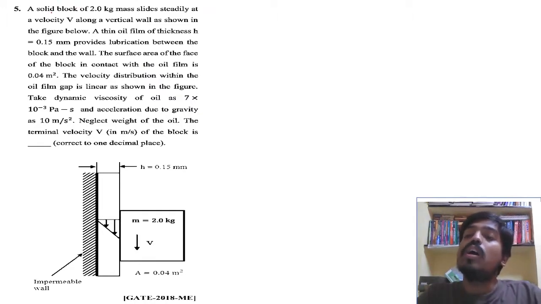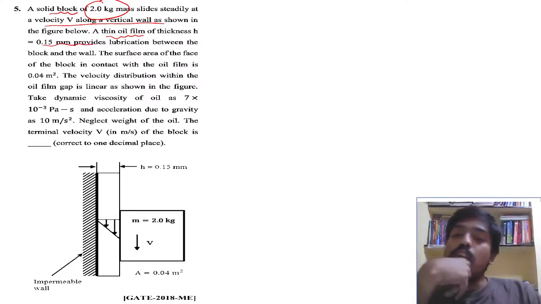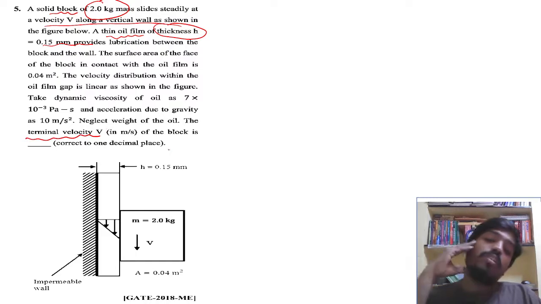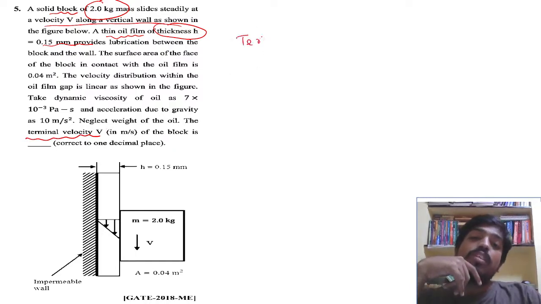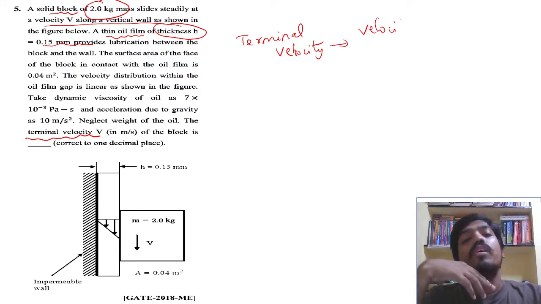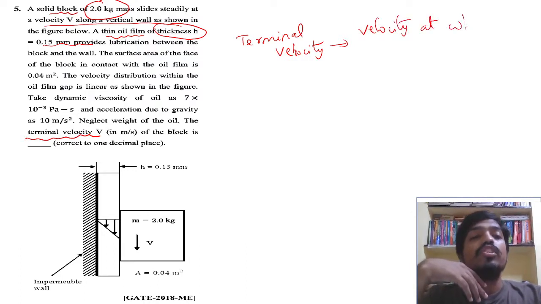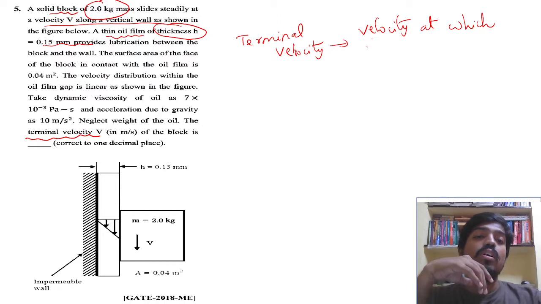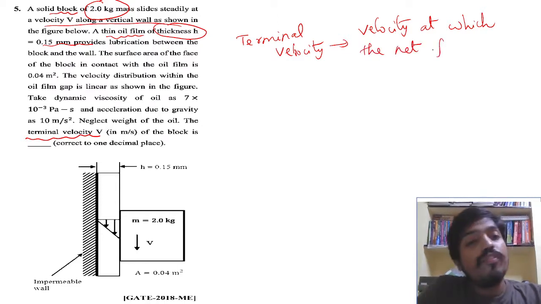A solid block. Mass is given. It slides steadily with the velocity v on the vertical wall. A thin oil film, thickness is given. What they're asking is the terminal velocity. What is the meaning of terminal velocity? Terminal velocity is the velocity at which the net force is 0.